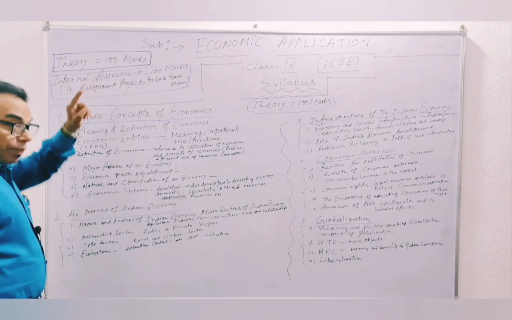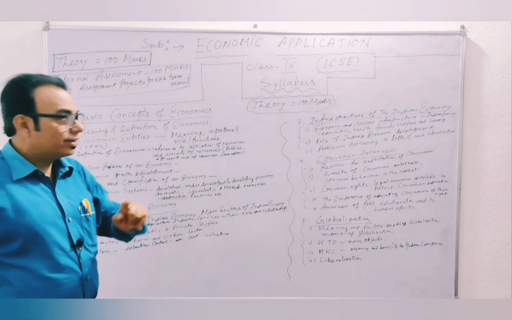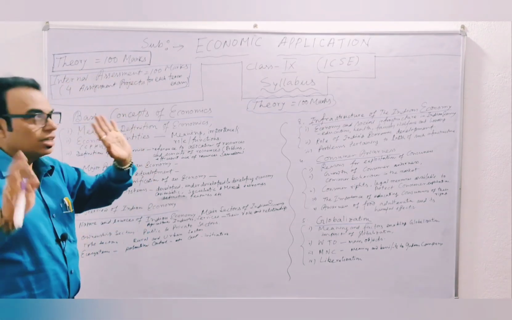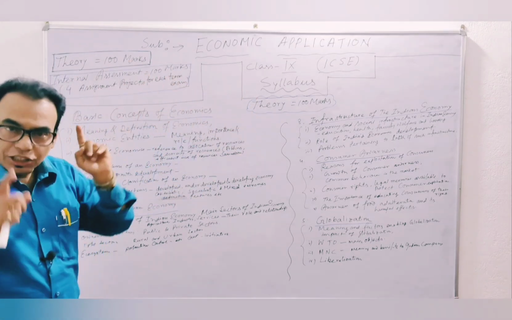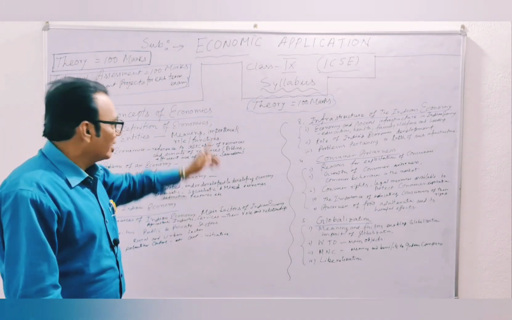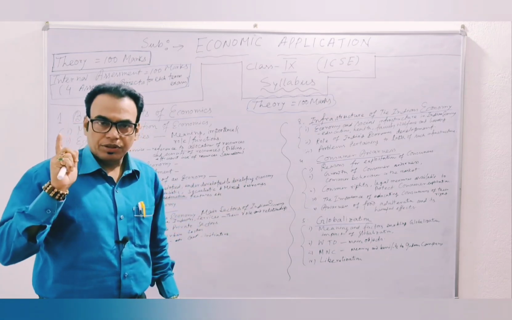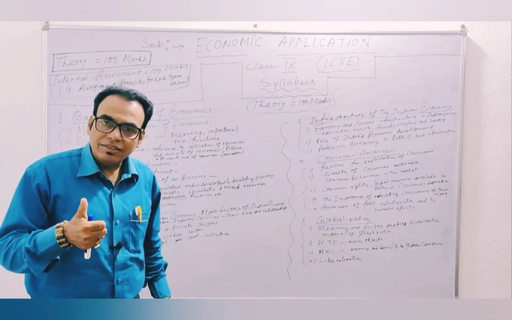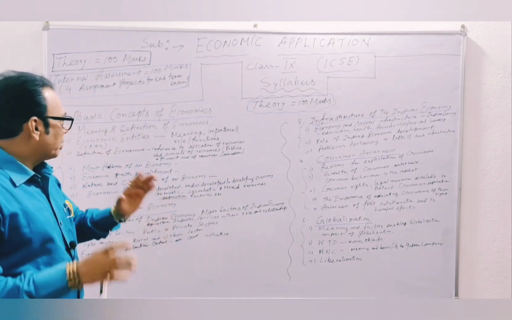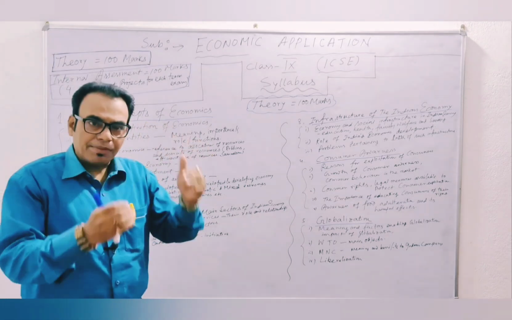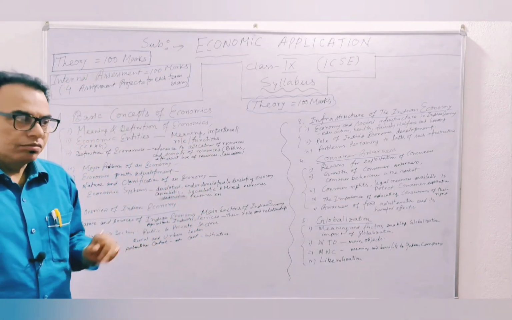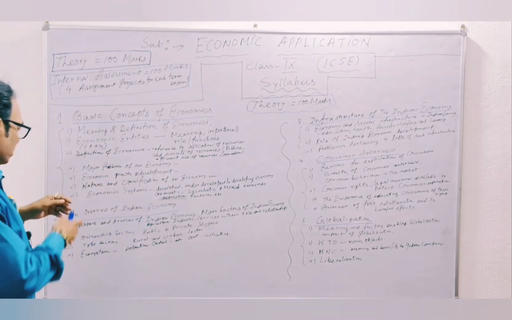Okay, so now the main matter, that is the theory 100 marks. Economic application class 9 ICSE theory 100 marks, that syllabus today I am discussing. Clear, everyone? Okay, so 100 marks theory. There are 5 main chapters.